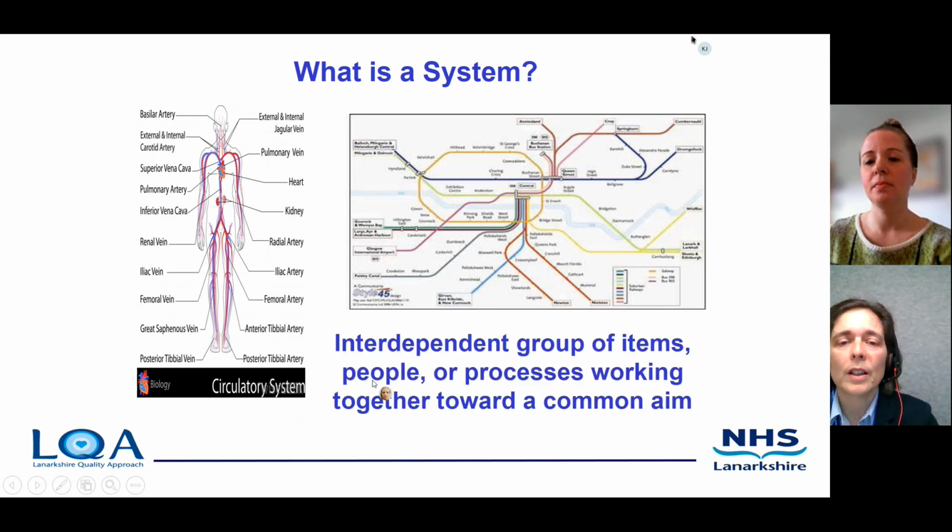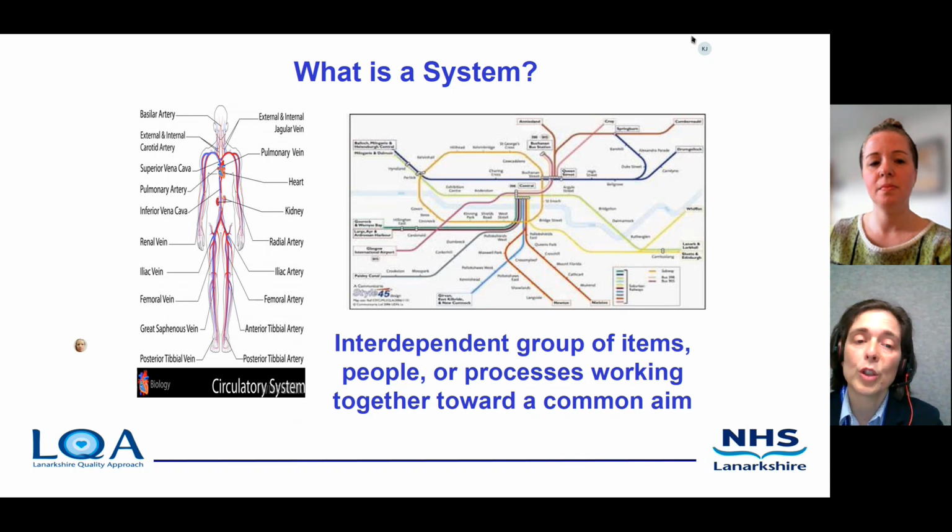The Glasgow trains are a complex system, and for them to work, you've got a number of items, job roles and processes that have to work together to run smoothly so we can get from A to B. So a system is an interdependent group of items, people, and processes working together towards a common aim. Some examples in your area might be your treatment room or a ward within a hospital. There are many different sizes of systems.